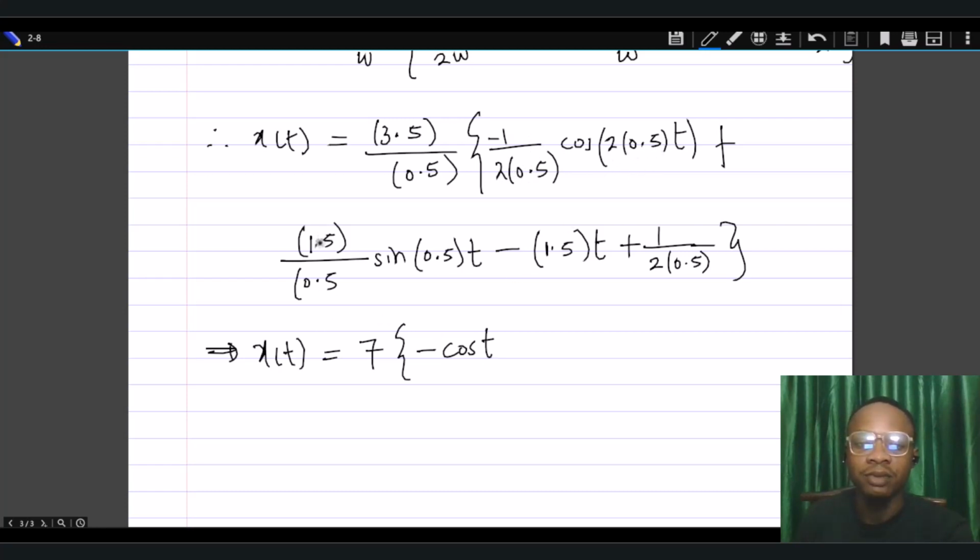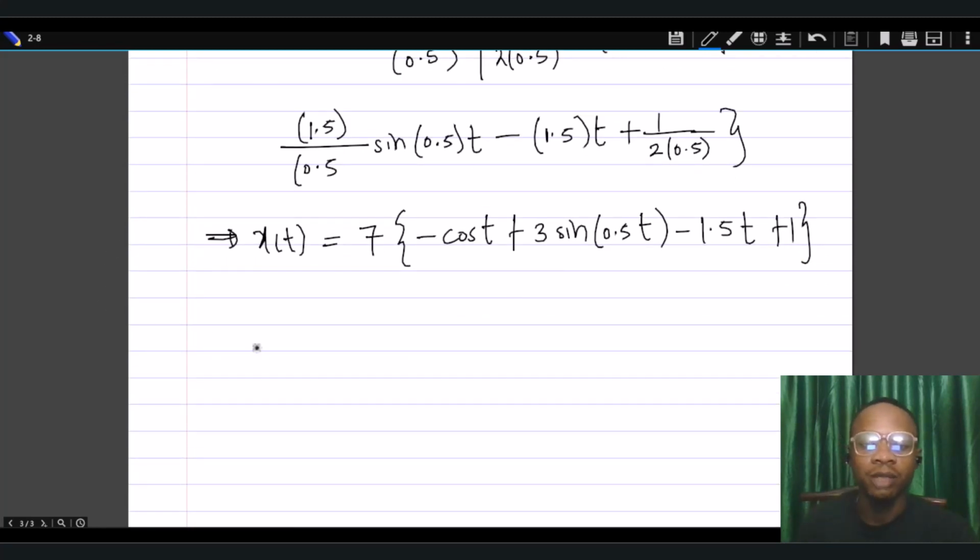Then we have 0.5, 1.5 over 0.5, that's 2 times 1.5, which is 3, so this is plus 3 sine 0.5 t, okay, multiplying t, so this is 0.5 t, and then we have minus 1.5 t, then plus, this is 2 times 0.5, which is 1, so this is plus 1, okay. So that is that about that.